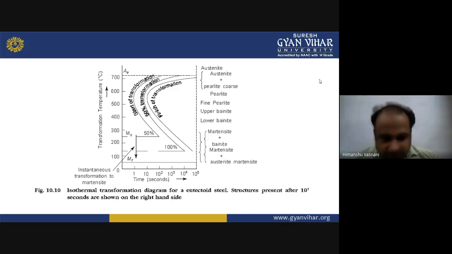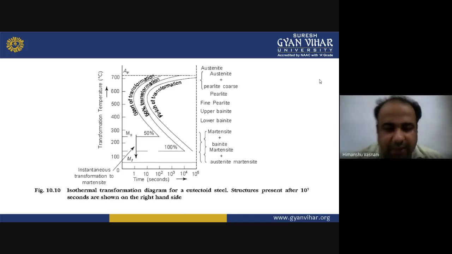You can see on the horizontal axis at the bottom there is time in seconds. It has 1 and 10 seconds, then 10 to the power 2, 10 to the power 3, 10 to the power 4, 10 to the power 5 seconds. So the structures present after 10 to the power 5 seconds are shown on the right hand side, as it is at the bottom, so you can understand.